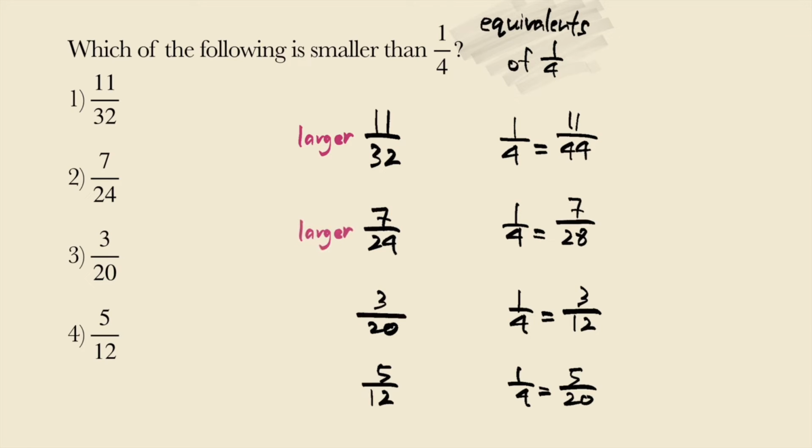Next up, this is also larger because of the 24 compared to the 28. Next one, this is smaller now because with the numerators being the same, this is a smaller fraction than this. Okay, just to confirm, this is larger as a fraction compared to 5 over 20. So the answer we're looking for is number 3.